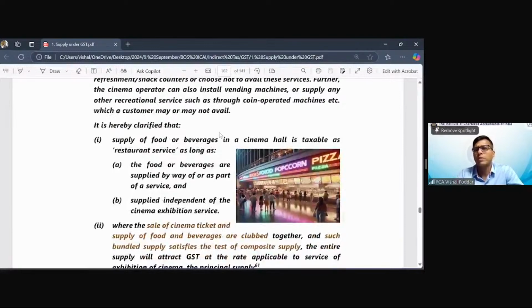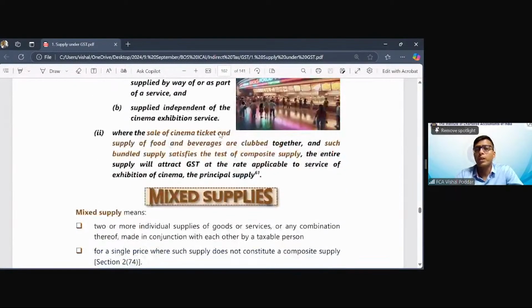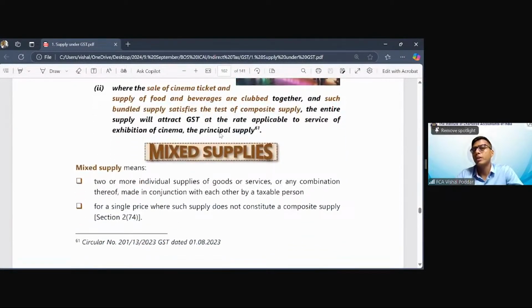So see, these are different examples which have been clarified in different real life case scenarios. This also is clear where sale of tickets and supply of food are clubbed, as I was giving the example of early morning shows, and such bundled supply satisfies the test of composite supply. The entire supply will attract the GST rate applicable to the cinema, because cinema is the principal supply and food is the ancillary.